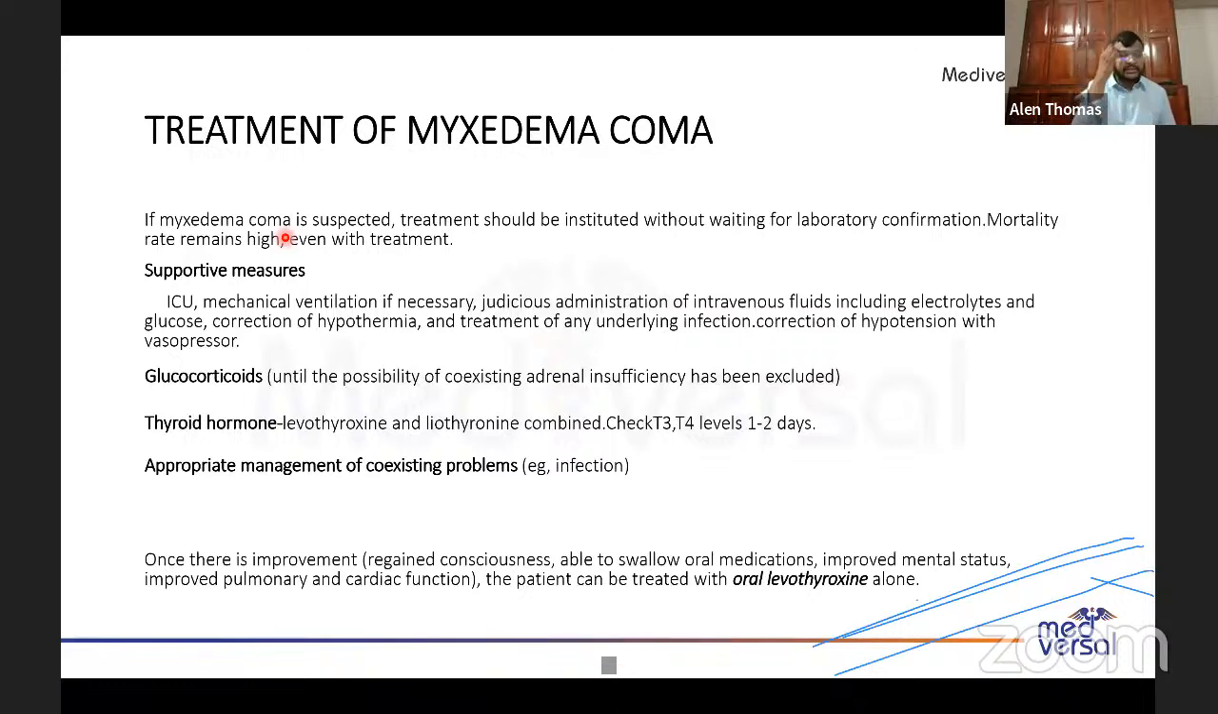Check T3 and T4 levels in 1 to 2 days, just to see if your therapy is working or not. And these are IV drugs. First you have to give combined therapy as per the latest recommendations. Then, once the patient is stable enough, you can switch to monotherapy of levothyroxine. And appropriate management of the coexisting problems like infection or sepsis.